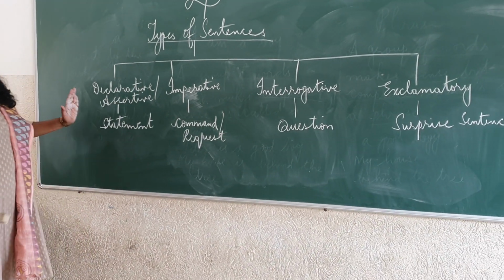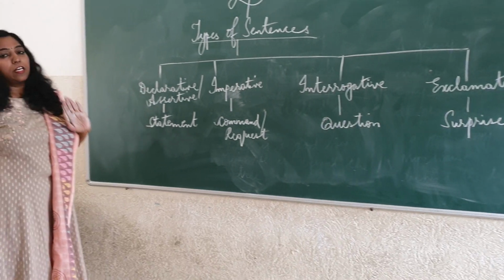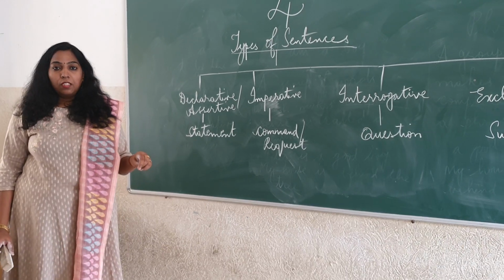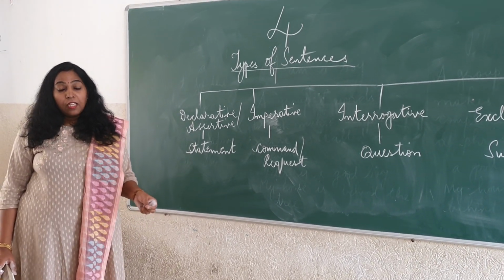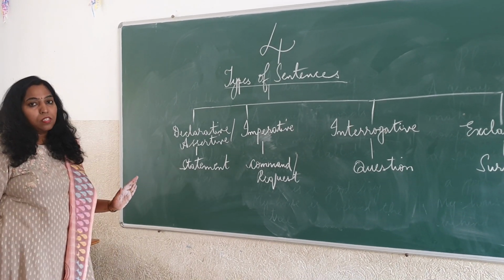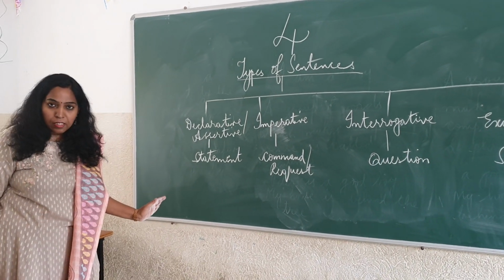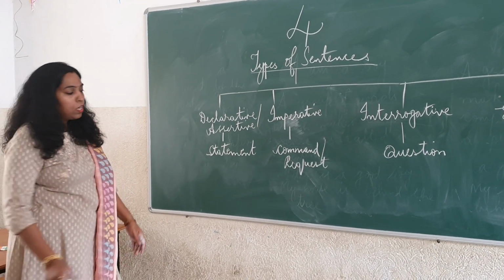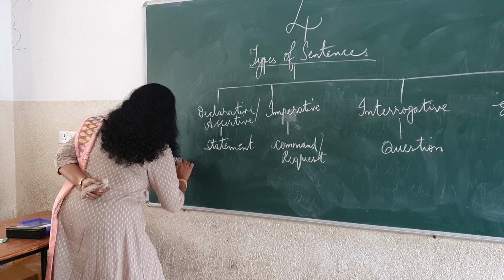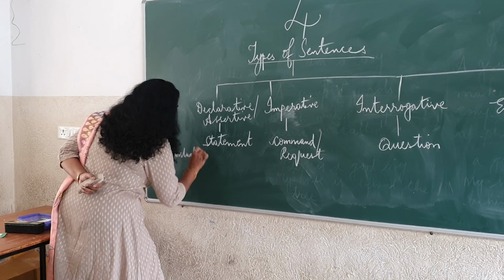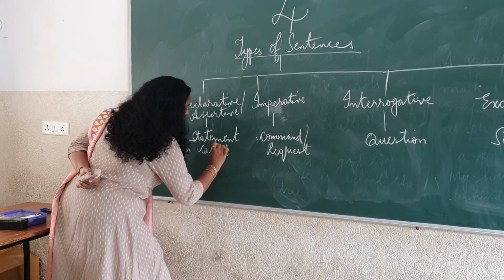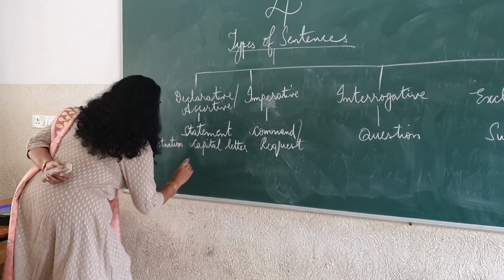And all statements, anything that states something, anything that talks about something, that tells about something, that declares something is called a statement. All statements generally start with a capital letter and end with a full stop. So what is the kind of punctuation now? Start with a capital letter and end with a full stop.